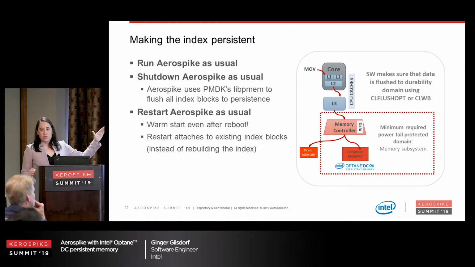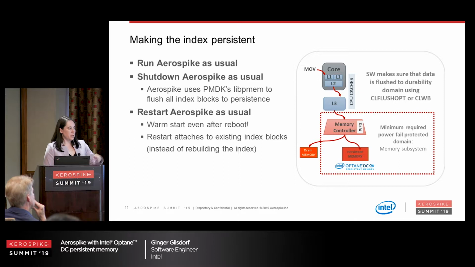So if there's anything that Aerospike's brought into the caches and has not been evicted by normal operation, there's instructions that go in there and explicitly say, make sure that this data gets down at least to the memory controller. At that point, it's considered power failure safe. And then once you reboot your system, that data is still there.